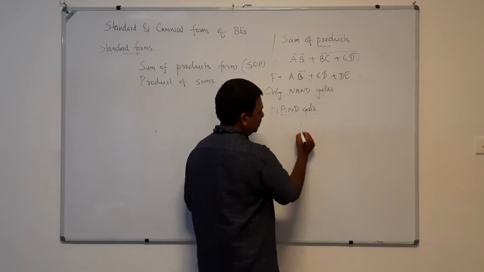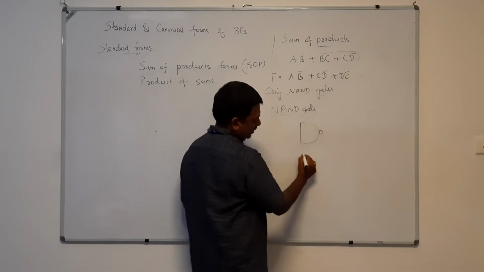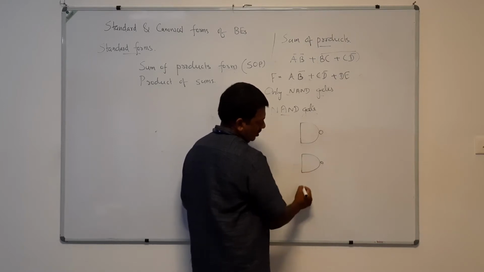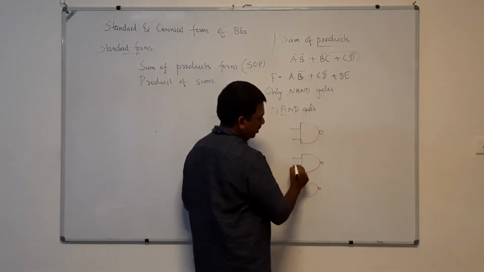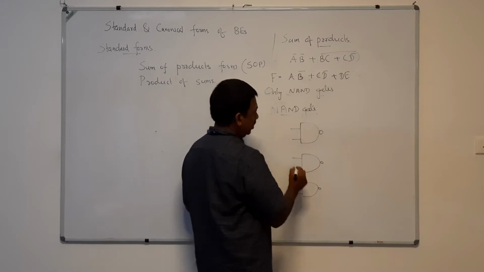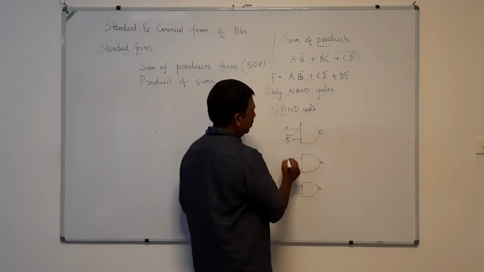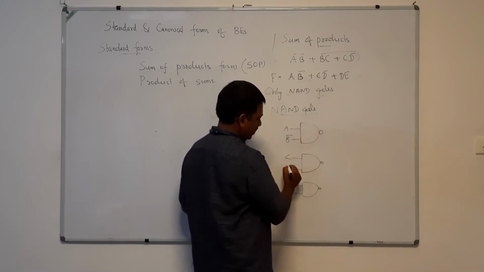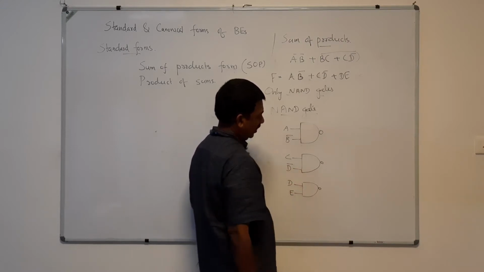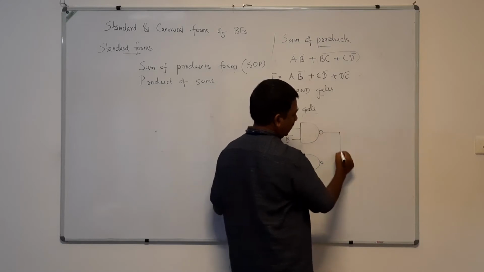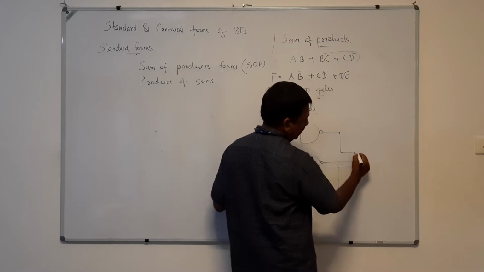See, now this is a NAND gate, another NAND gate, and another NAND gate. Through these three NAND gates, the inputs are A, B bar, C, D bar, D, E. Then you are taking the outputs here and here, and then combining them.